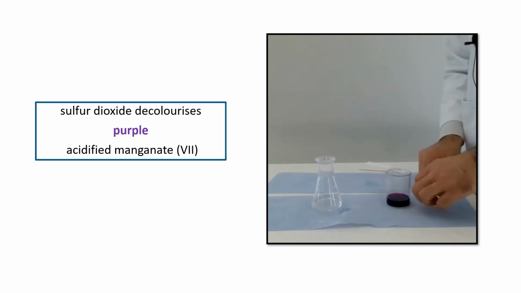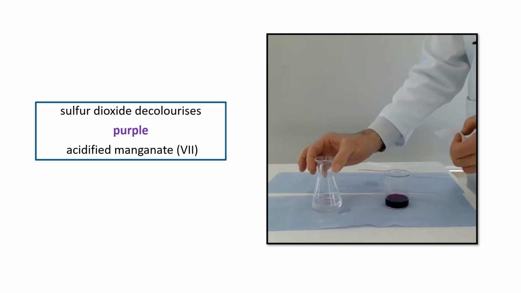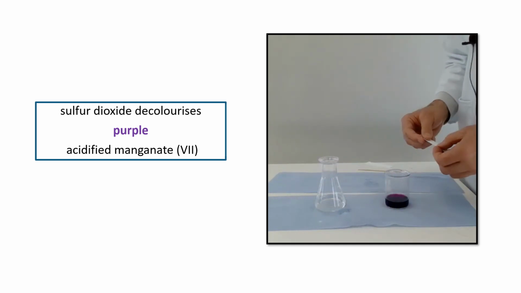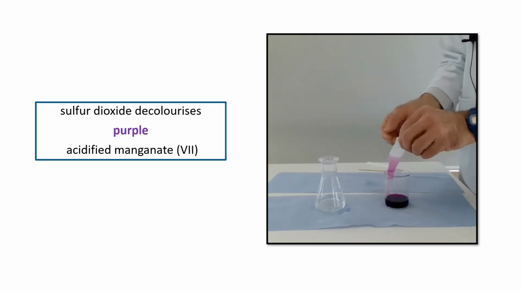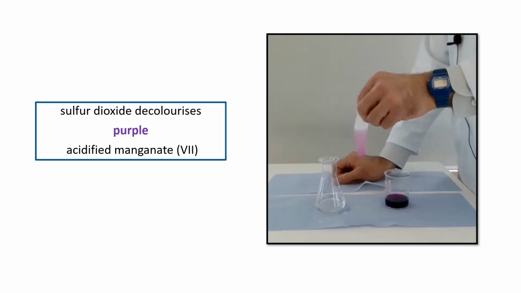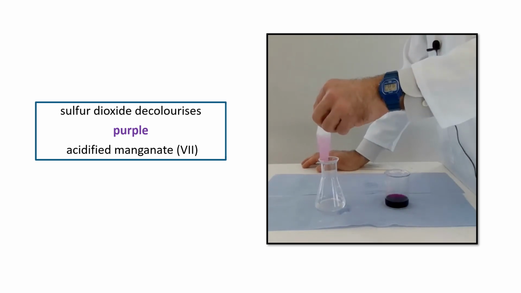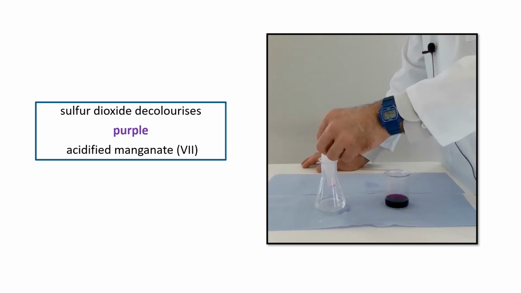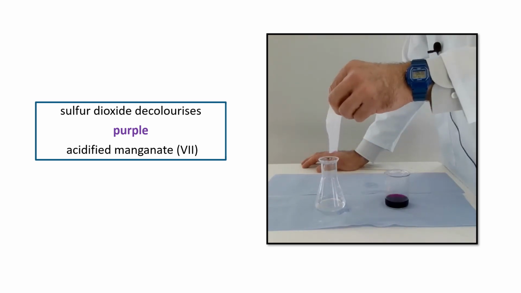So for sulfur dioxide, I have some acidified manganate 7 and a source of sulfur dioxide, a chemical reaction above which there is sulfur dioxide gas. I'm going to take some absorbent paper, soak it in the permanganate and insert the permanganate into the gas above the solution, and you can see that there's an immediate decolorization.